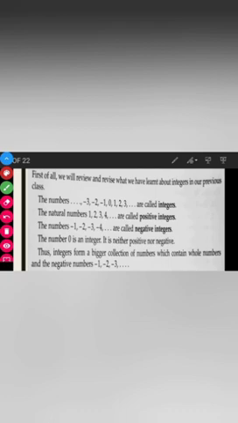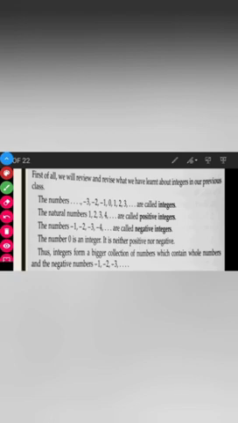So now today I am going to teach you chapter first, which is integer. In this chapter, first of all, we will review and revise what we learned about integer in our previous class. So in previous class, you learned the definition of integer. So what was integer? Integer is a collection of all whole numbers and negative numbers.